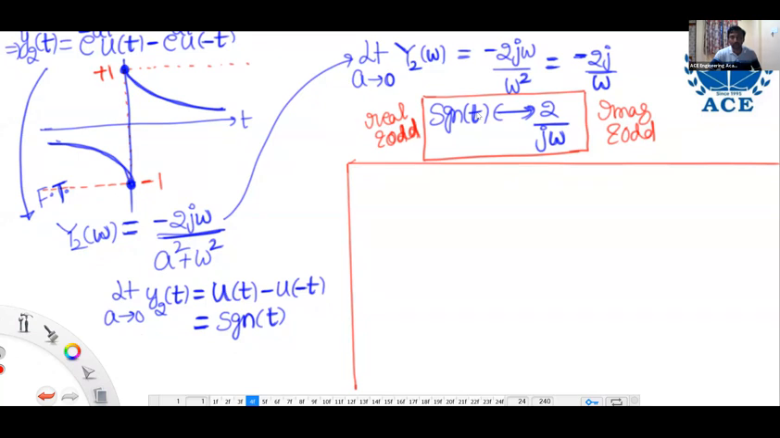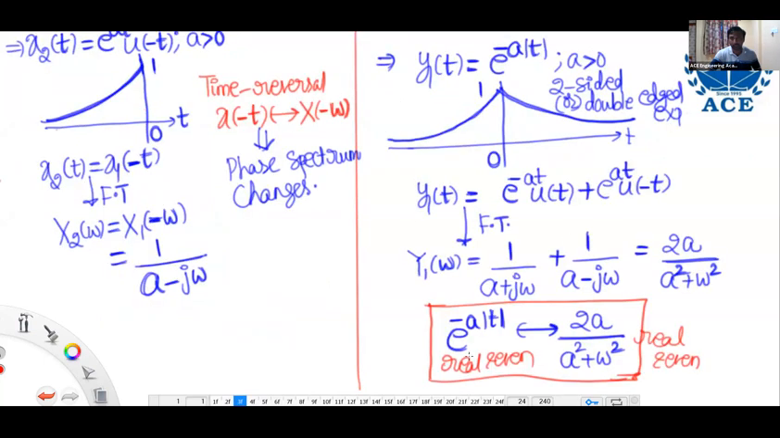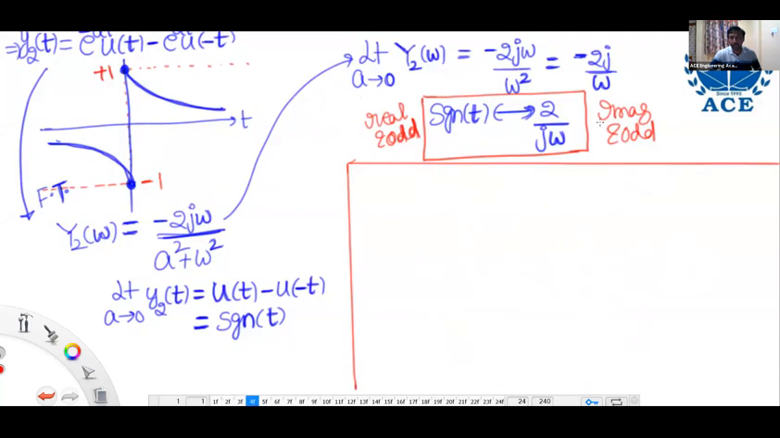Real and even is real and even. From our previous example, real and even is real and even. Real and odd becomes imaginary odd. See the previous example, the two-sided exponential. Real and even again becomes what? Real and even. Real and odd becomes what? Imaginary odd. This is a most important question theoretically asked in exams. Listen carefully, sir.